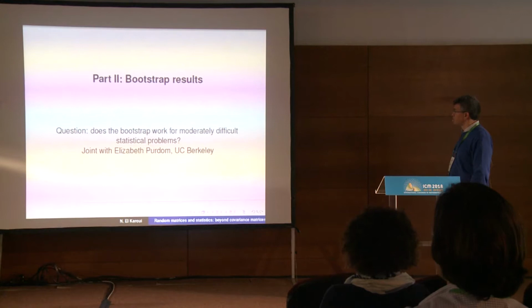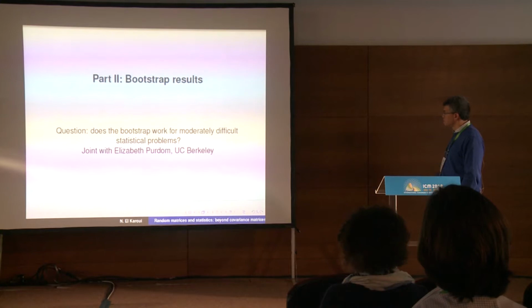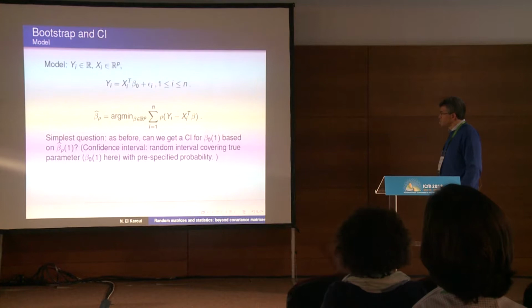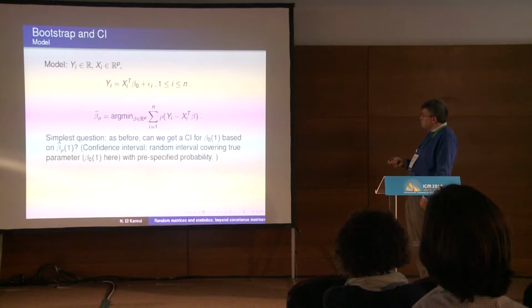So the second part is very related to the first part, but now it's linked to the bootstrap. The question, which is joint work with Elizabeth Purdom at Berkeley, is could we trust the bootstrap for these sorts of problems? Again, I have my linear model. I solve my optimization problem. And the simplest question you can ask is, can I get a confidence interval for the first coordinate of beta naught based on beta hat rho 1?